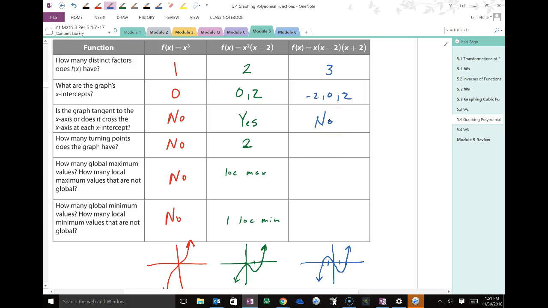Do we have any turning points? Is there a max or min? Look right here. Okay, we have 2 turning points. There's one right there and one right there. So we have one local max and one local min. Local, not global.